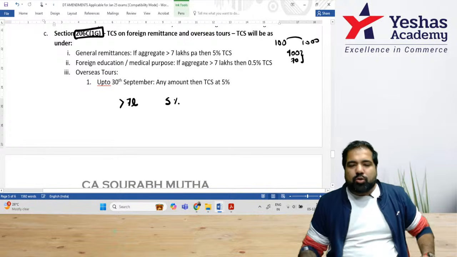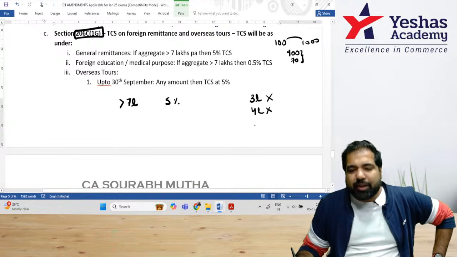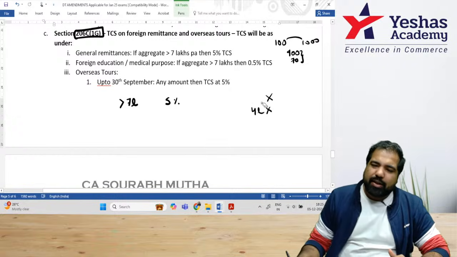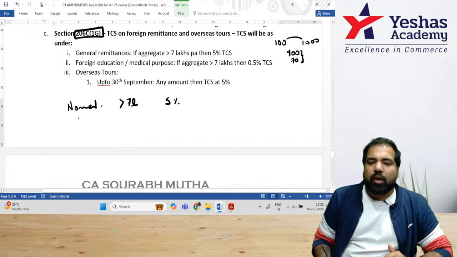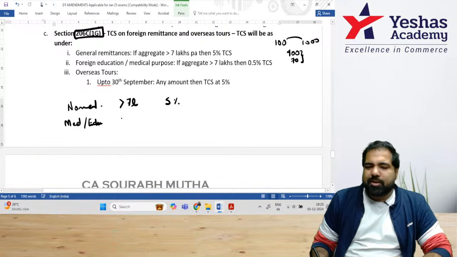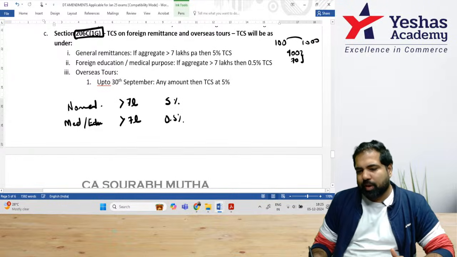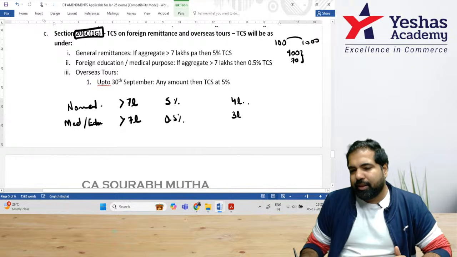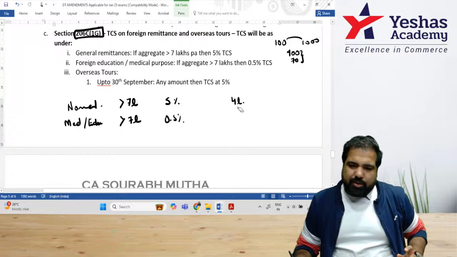Hear me out well. So first, you took 3 lakh rupees, no TCS. Then you took 4 lakh, no TCS. But the next time you take out, because it exceeds 7 lakh, on the excess, there will be 5% TCS, only on the excess above 7 lakhs. This is for normal cases. If it's for medical purposes and education purposes, the government has a very soft heart for this. The government says we don't want to block someone's money. So again, more than 7 lakh, but they've reduced it to 0.5%. That means for medical purposes, if I send 4 lakh, no TCS, sorry, 3 lakh again in the same year, no TCS. But after that, above 7 lakh, there will be TCS only at 0.5%.